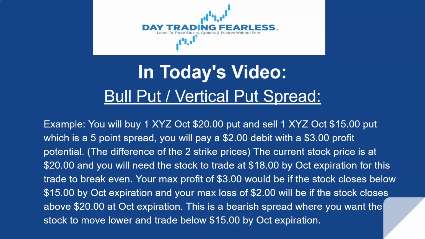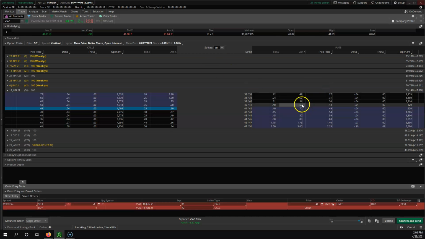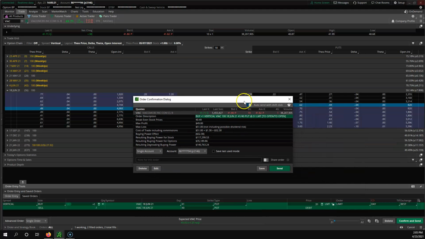This is a bearish spread where you want the stock to move lower and trade below the $15 by expiration. So let's come over here and look at the 40-41, right? We would be buying the 41, we would be selling the 40, okay? We will pay a 51-cent debit, that's all we can lose. So when we come over here, break even is 49, max profit is $49, max loss is 51. Our buying power is what we could lose max, that's it.